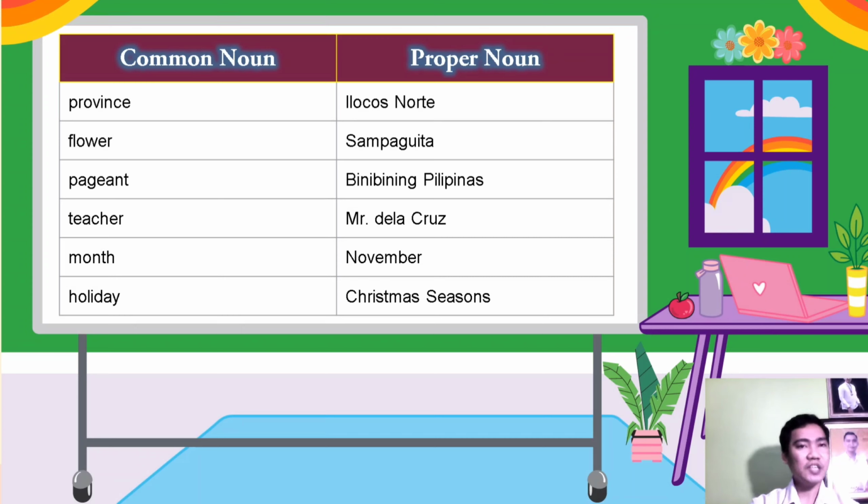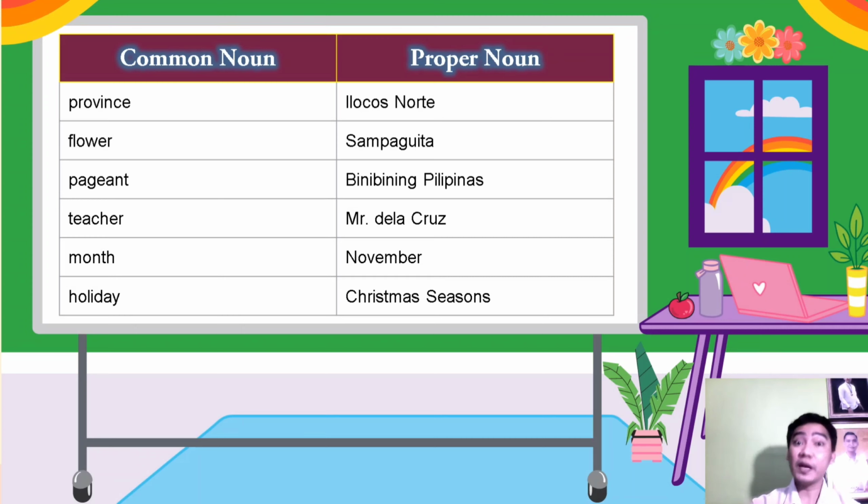Then we have pageants. There are different pageants. It may be local, national, or international. I have here an example, Binibining Pilipinas. Correct? Then we also have teacher. Teacher is a common noun, and if you give a proper noun for teacher, you may have Mr. De La Cruz, Mrs. De La Cruz, Miss Cruz. Month, so we have November.